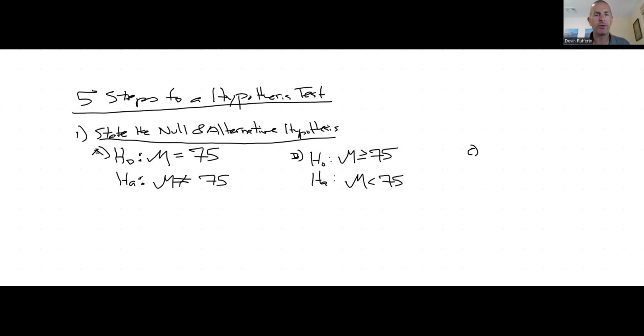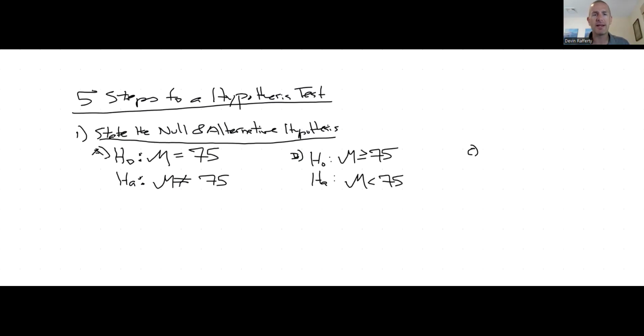Why not? We do not do less than or equal to because up here we have greater than or equal to. If we put less than or equal to down here in the alternative, then we would have equal to in the null, equal to in the alternative. You would have two equalities in the same test. You can't do that.